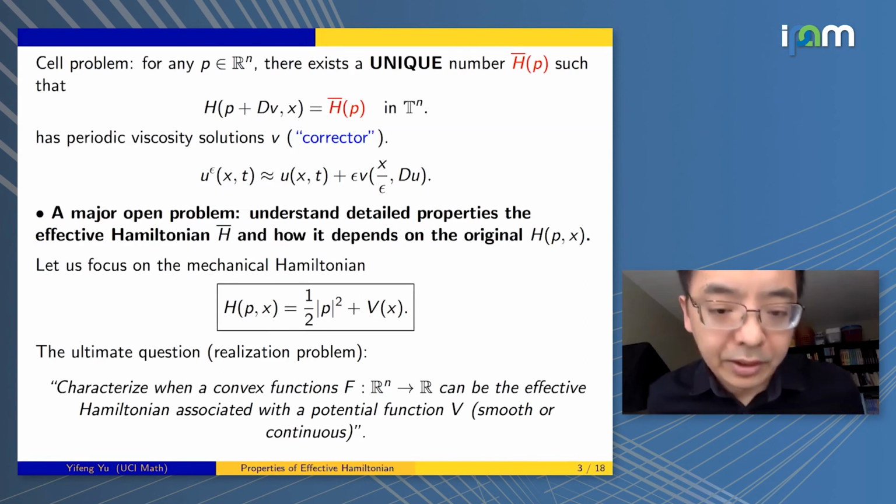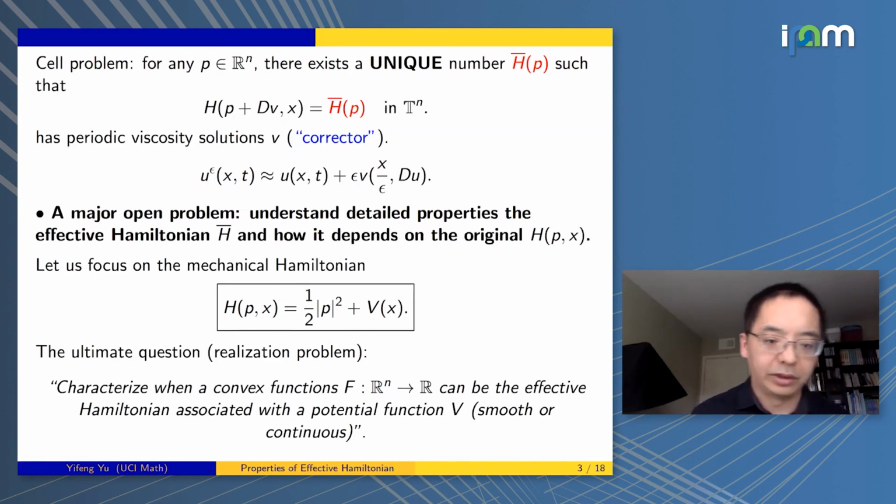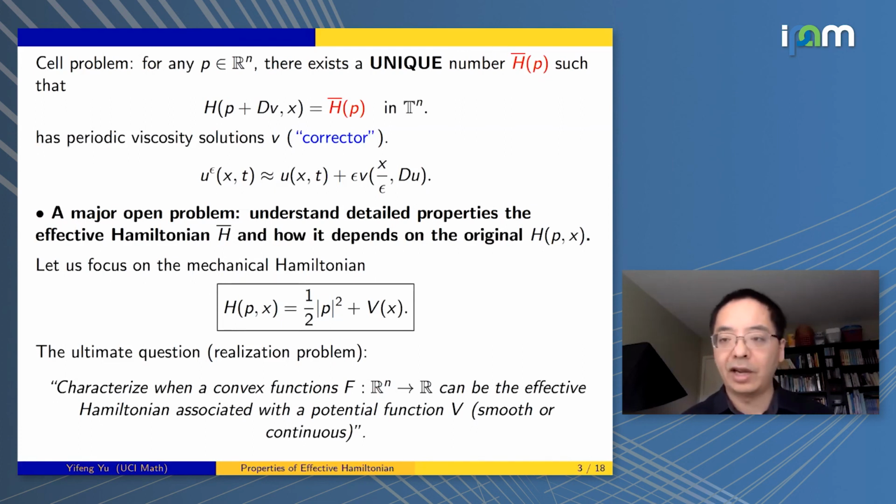If I formulate the question, I can formulate it in this way, which I call the realization problem. Basically, if I give you a convex function, can you determine whether you are able to find a potential function V such that the effective Hamiltonian is the convex function? This is the so-called realization. Now, there's a subtle issue here: for this potential V, which class are we talking about?